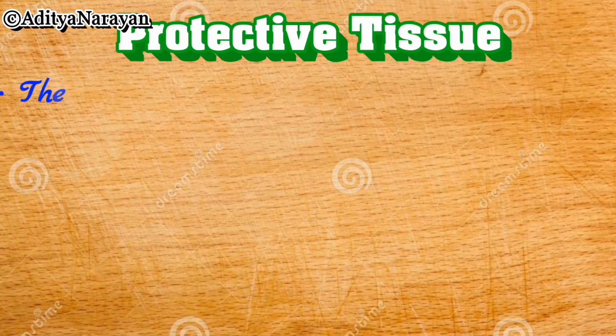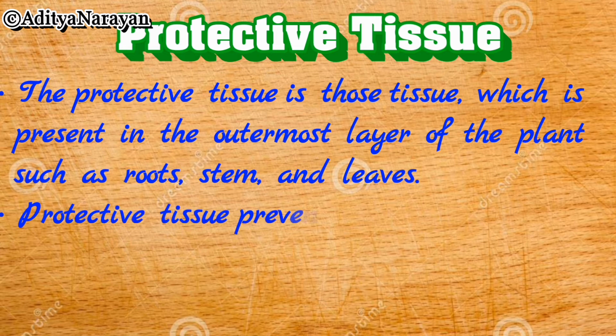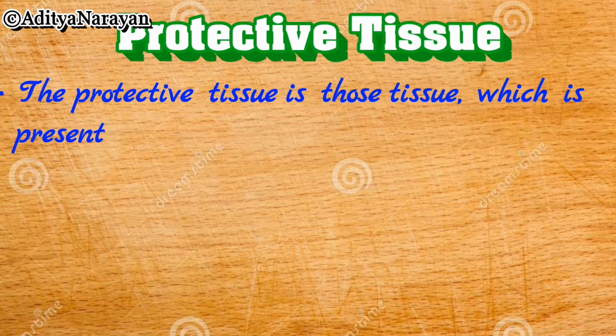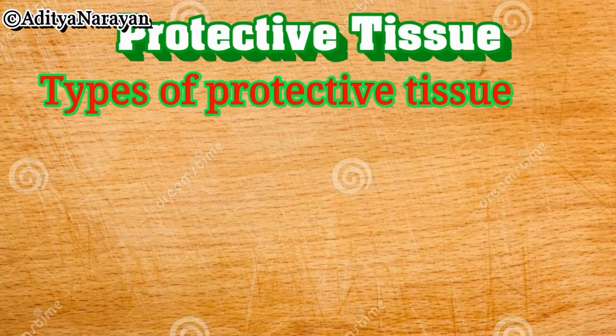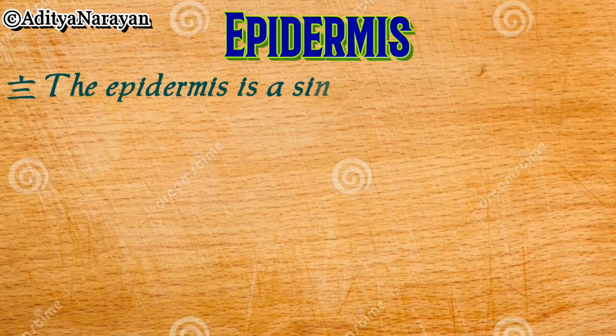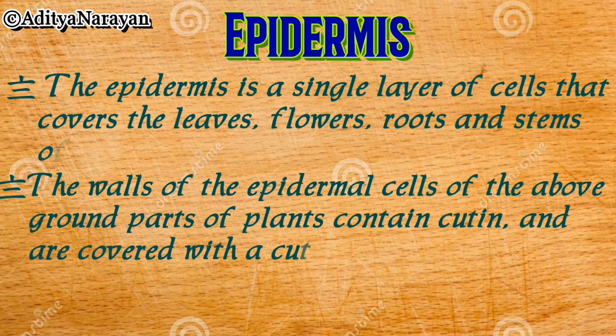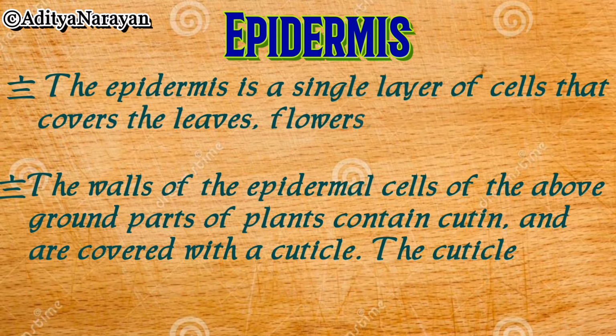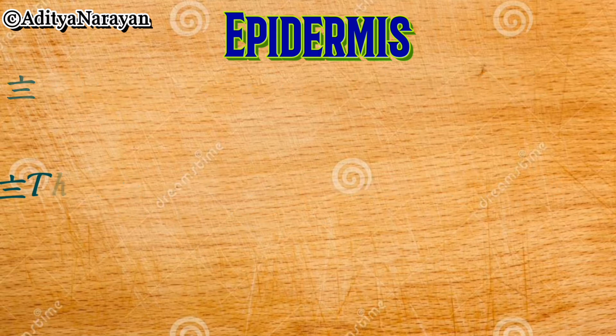There is another type of tissue called protective tissue. Protective tissues are present in the outermost layer of the plants. They prevent desiccation, mechanical injury, and infection in plants. There are two types of protective tissues, epidermis and cork. Epidermis is a single layer of cells which covers leaf, flowers, root, and stem of plant. The walls of epidermis are covered with cuticle. It reduces water loss to the atmosphere.